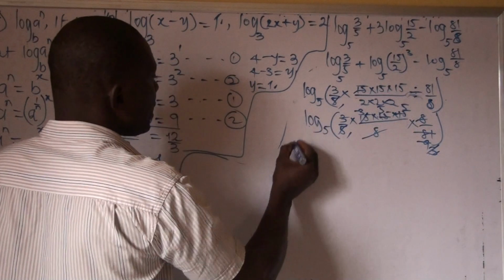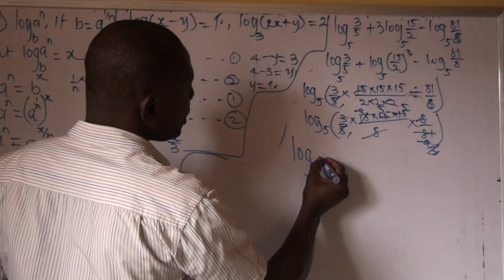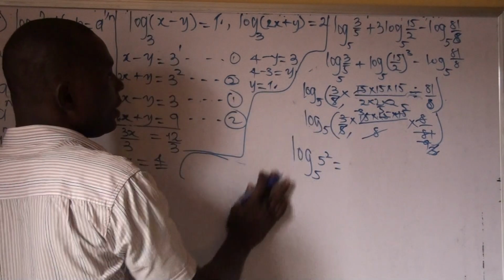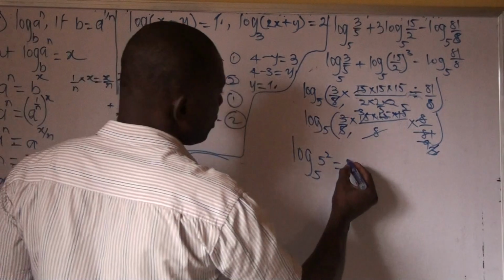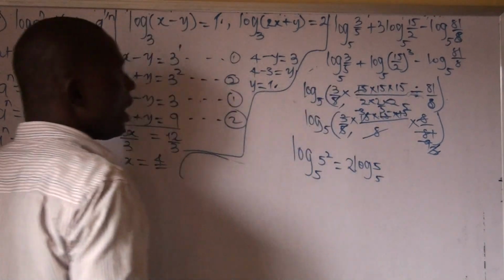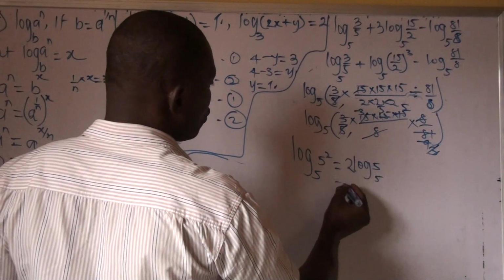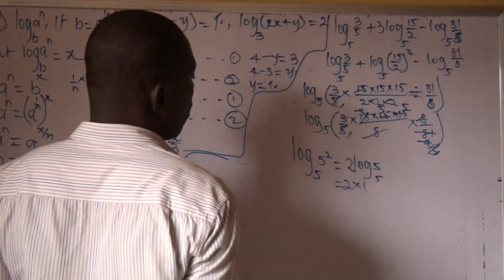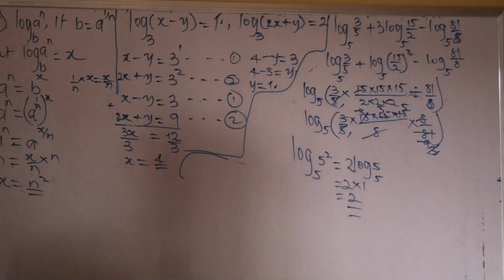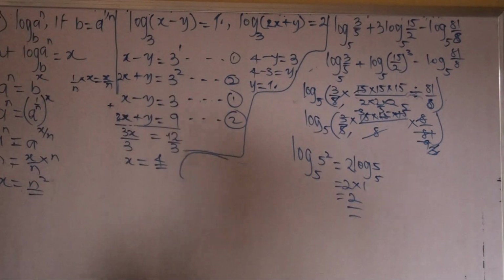So here, let's write it clearly. This becomes log base 5 of 5 times 5, which means 5 squared. You apply the law of exponent here, and this becomes 2 log base 5 of 5, and 2 log base 5 of 5 is equal to 2 times 1, and this becomes 2. So therefore the logarithm given here is equivalent to 2 after all the proper simplifications.